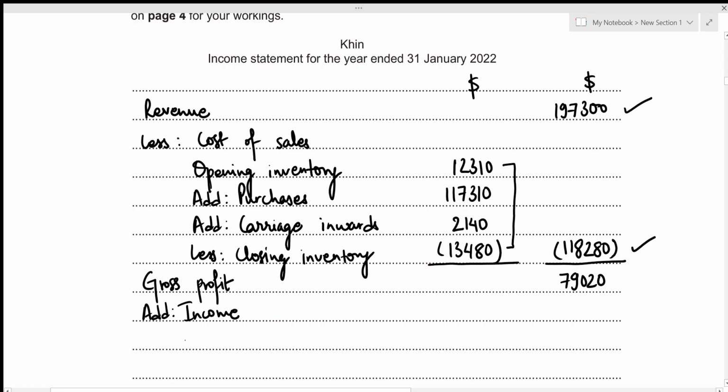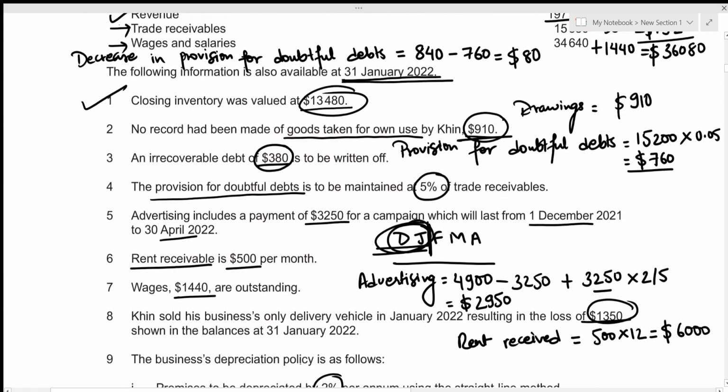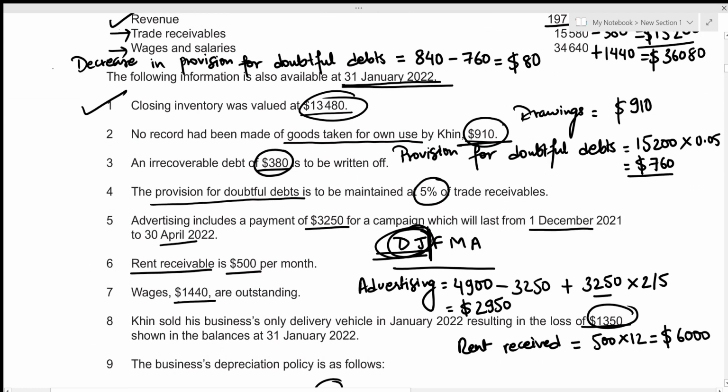And the first one is the decrease in provision for doubtful debts. We've already figured out its value, so let's have a look above. Oh, right here. So decrease in provision for doubtful debts amounted to 80. Let's write it down.